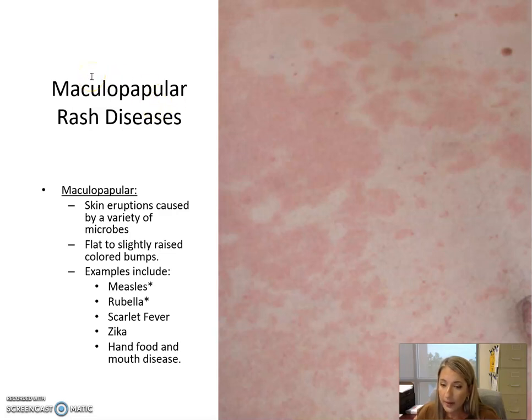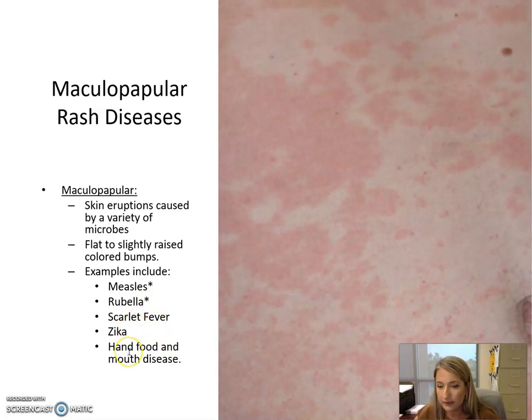So maculopapular rashes are rashes that have a flat to slightly raised colored appearance. By colored appearance, I mean it will typically have a pink to red coloration. There are a variety of different microorganisms that cause diseases that lead to a maculopapular rash. I have stars next to measles and rubella because those are the 2 that we are going to focus on in this lesson. If you contract measles, you get a red rash. Rubella typically leads to a flat pink rash.